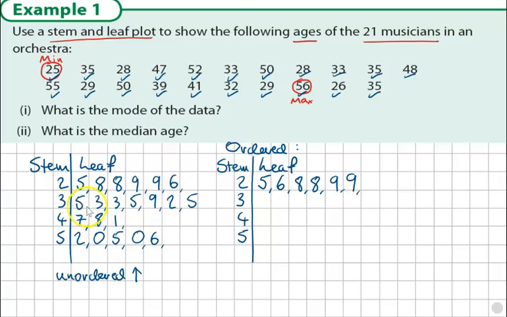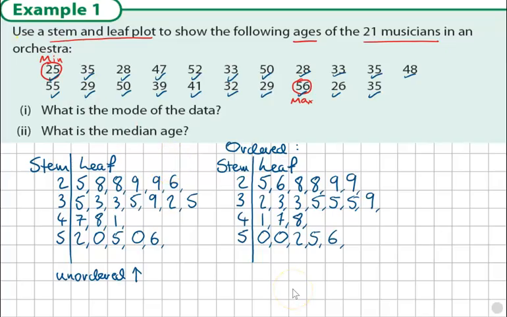Then the next row, 5, 3, 3, 5, 9, 2, 5 gets reordered as 2, 3, 3, 5, 5, 5, 9. So smallest to largest going left to right. Then 7, 8, 1, 1, 7, 8, and then 2, 0, 5, 0, 6, 0, 0, 2, 5, 6. So now we have our ordered stem and leaf, and finally now we have to draw in a key.